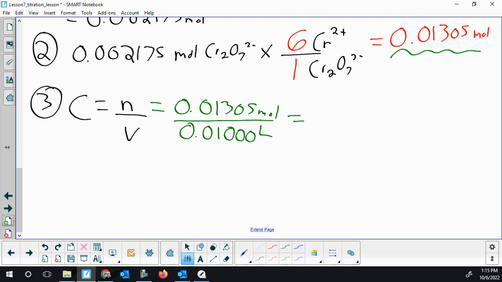So now I'm at the very, very end. I'm going to round to appropriate significant figures, and we had 3 sig figs in our concentration, 4 in our pipette, 3 in our titration volume. So I'm going to round to 3, 1.31 moles per liter. We're done. We finally answered the question.